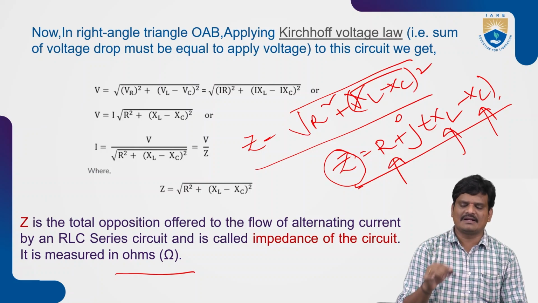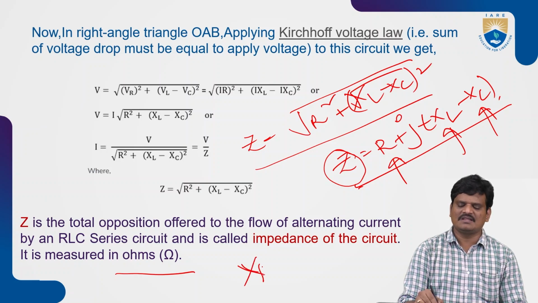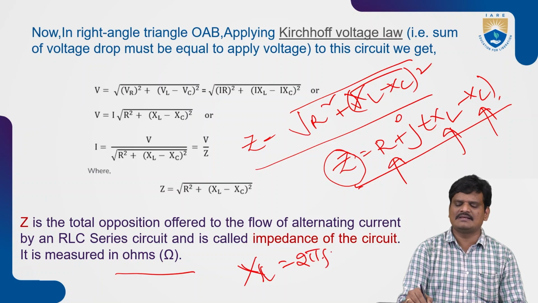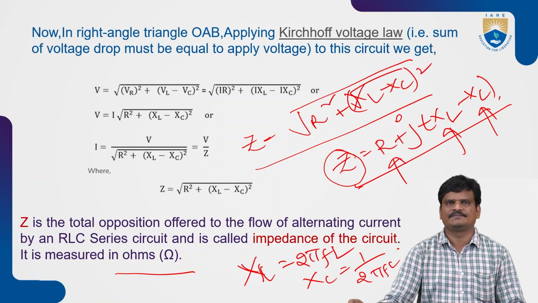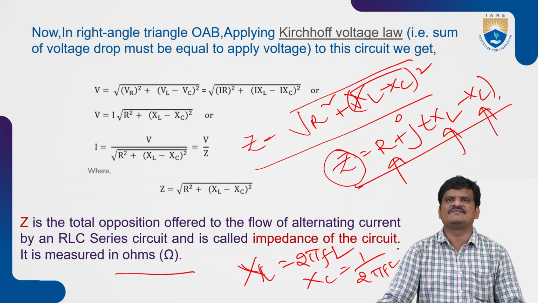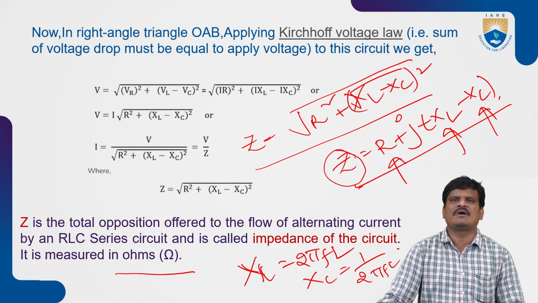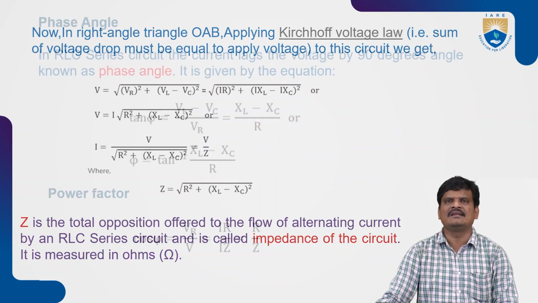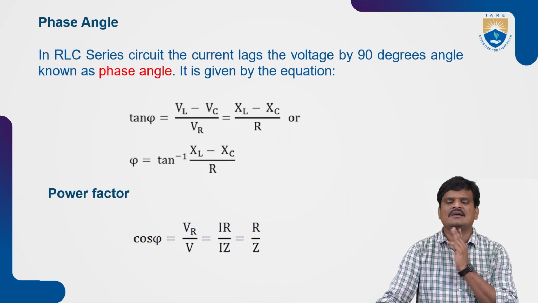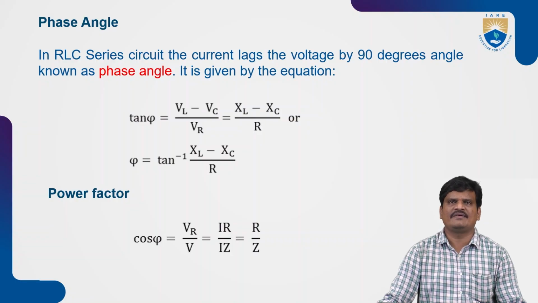And if I want to calculate the value of XL, the formula is 2 pi FL, and the formula to calculate the value of XC is 1 by 2 pi FC. This is how you can calculate the value of an impedance offered by a series RLC circuit. Now I am trying to calculate the value of a phase angle.